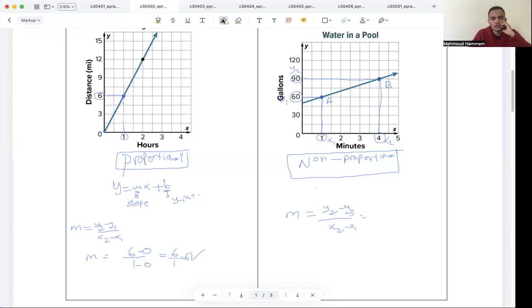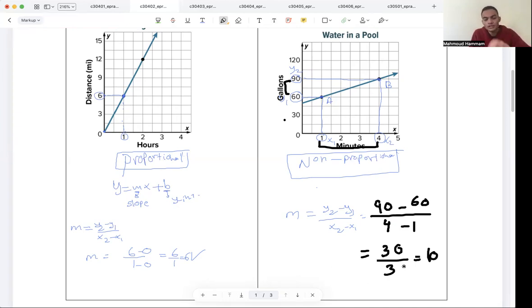Okay, very good. So how can I do this? What minus what? Let's do it together. Here I have y2 is 90 minus what? Where is y1? y1 is 60. So 90 minus 60, over x2 minus x1: 4 minus 1. What is 90 minus 60? It is 30. 4 minus 1 is 3. 30 divided by 3 is just 10. So now the slope here is 10.